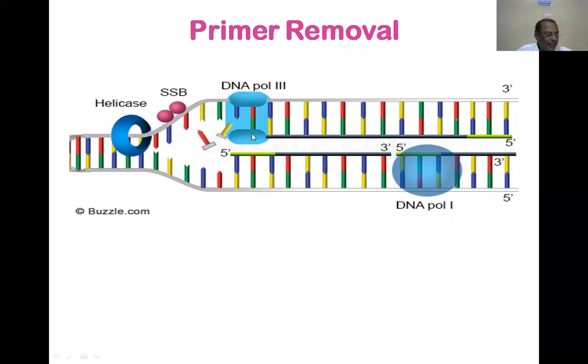Lastly, from the discontinuous strands, the RNA primer is finally removed, and then another isoenzyme, DNA polymerase 1, fills the gaps. The main enzyme is DNA polymerase 3. The gap filling one is DNA polymerase 1.